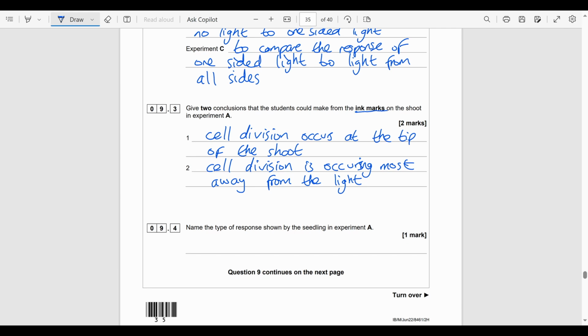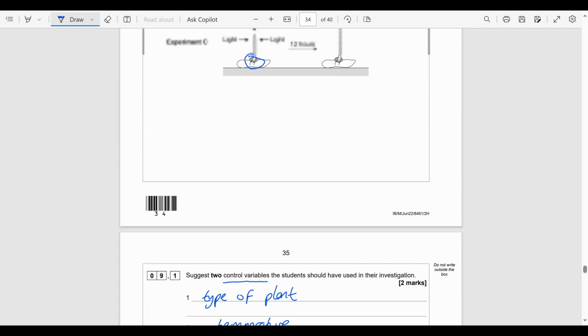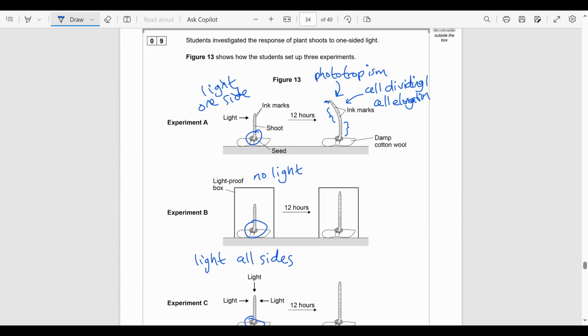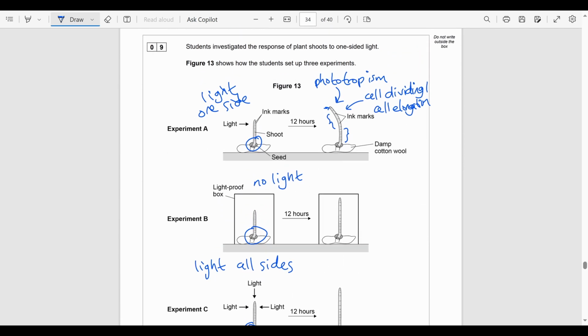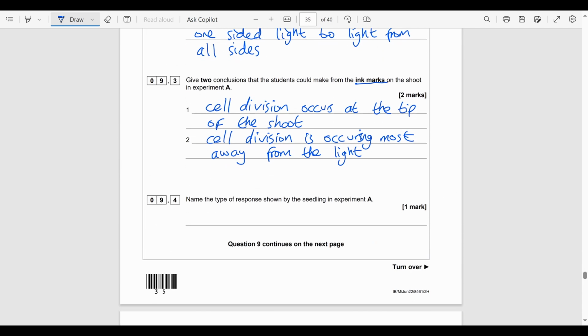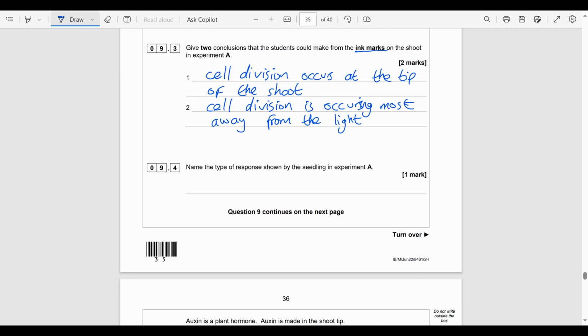9.4. Name the type of response shown by the seedling in experiment A. Well, as we said before, what this investigation is showing is phototropism. Remember that photo means light and tropism is a response to a stimulus. So we're looking at phototropism here.